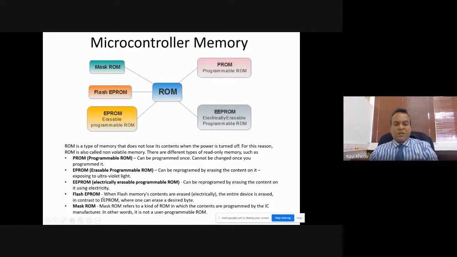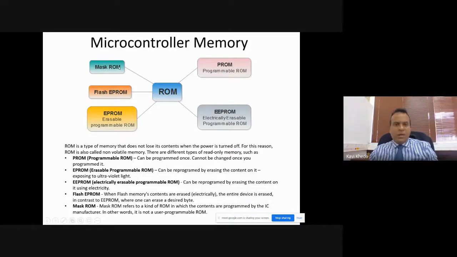Then you have flash EPROM. When flash memory contents are erased electrically, the entire device is erased, in contrast to EEPROM, where you can erase a particular byte, a particular part of the memory. Here, the whole thing will be erased, and you can put new data there.